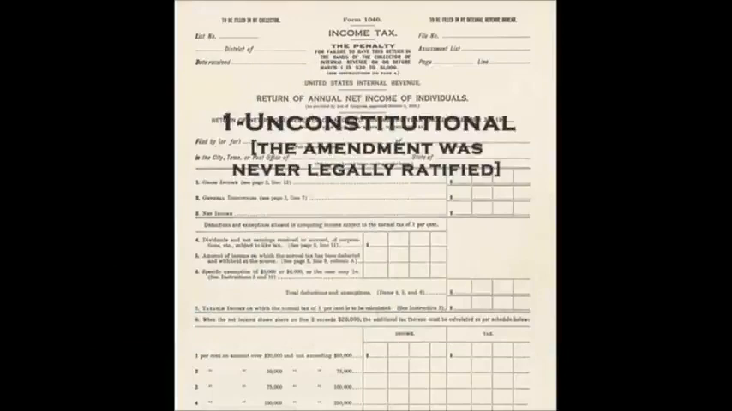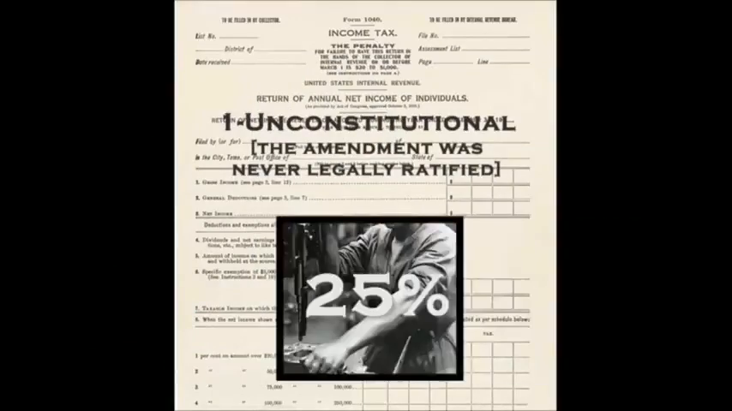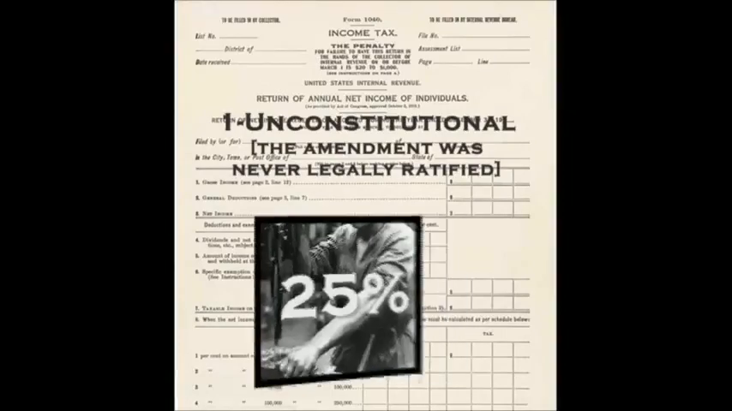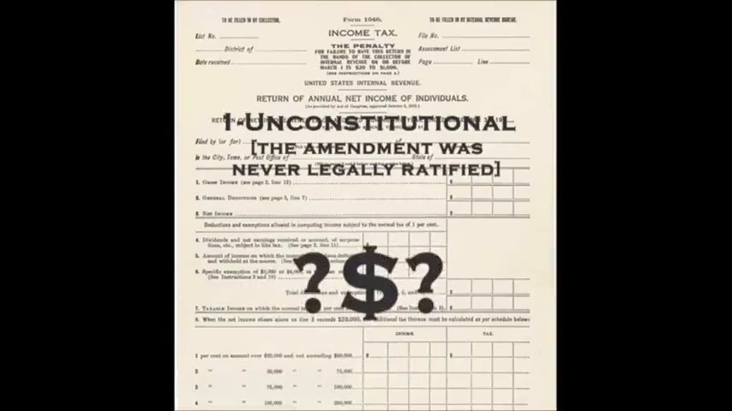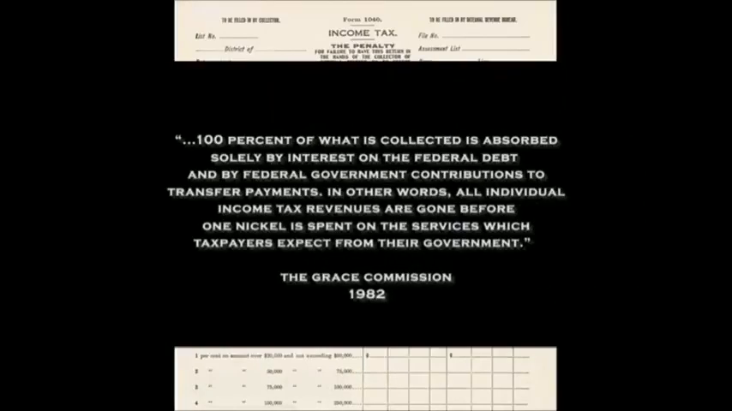Second, at the present day, roughly 25% of the average worker's income is taken from them via this tax. That means you work 3 months out of the year to fulfill this tax obligation. And where does that money go? Well, according to the Grace Commission report of the 1980s, 100% of what is collected is absorbed solely by interest on the federal debt and by federal government contributions to transfer payments.